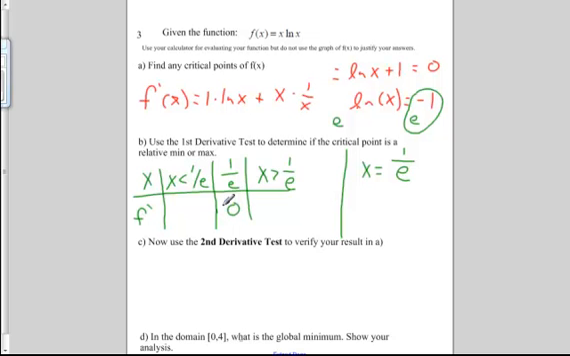When x is greater than 1 over e, if I were to put a number, well, it might help for us to think about what this function looks like. Looks something like this. It's just ln x lifted by 1. So when x is greater than 1 over e, this function is going to be positive. And when it's less than 1 over e, the function's going to be negative. So is it a min or a max? Well, it goes negative, 0, positive. Therefore, it is a min.